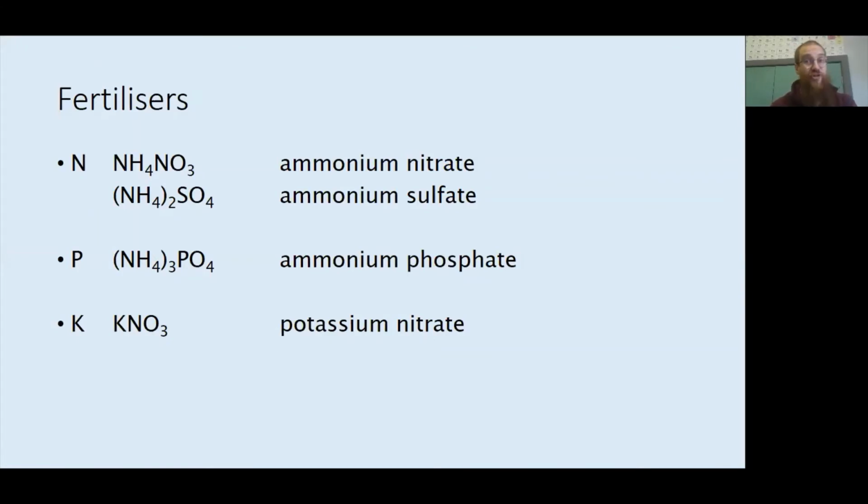The most important of all these in terms of plant growth is the nitrogen, and so you'll notice that each of them do have some nitrogen in to increase the amount of nitrogen. You can't just use nitrogen gas because the plants can't take that up. It has to be a soluble salt, which is why we put them into these forms.